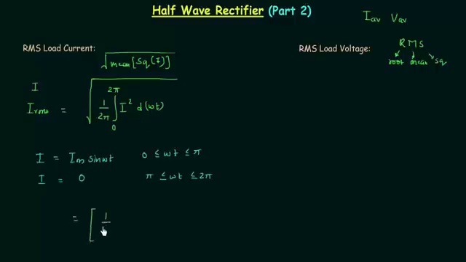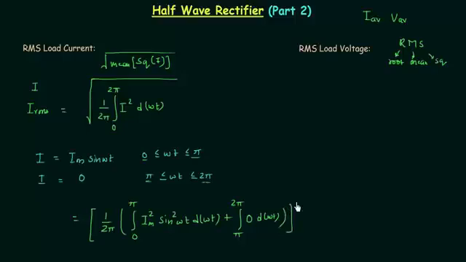We have 1 by 2 pi inside the bracket, integration from 0 to pi, when omega t is from 0 to pi, I is equal to Im sine omega t, and we have I square, so I will write down Im square sine square omega t d omega t. This is what we have, plus integration from pi to 2 pi. When omega t is from pi to 2 pi, I is equal to 0, so we have 0 here, d omega t, and I will represent the square root by making the power equal to 1 by 2.